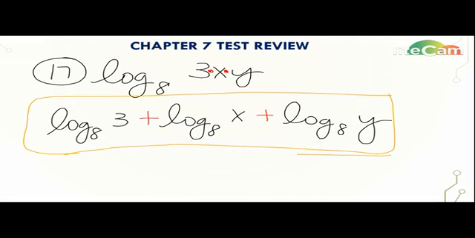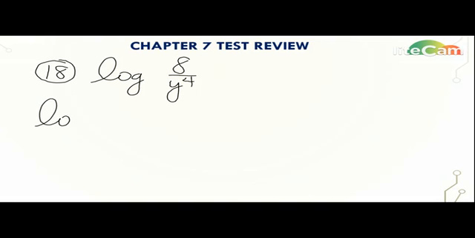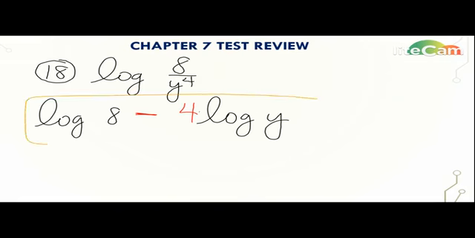All right, number 18. So again, I'm going to change any multiplication to addition. I'm going to change division, which is a fraction, to subtraction. So I'm going to go log 8 and log y. Notice that there's no base here because it's really just base 10, and I don't have to write that. Remember the 4 goes in the front because that is an exponent.